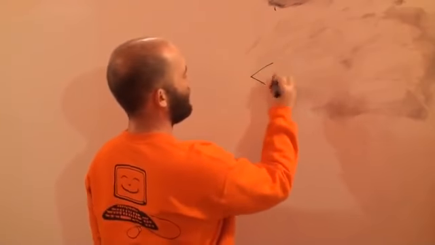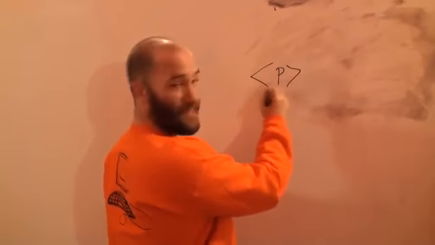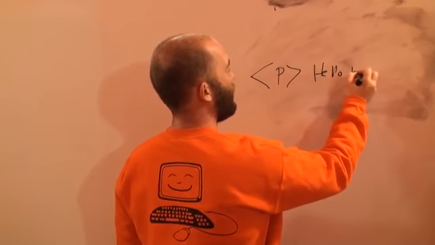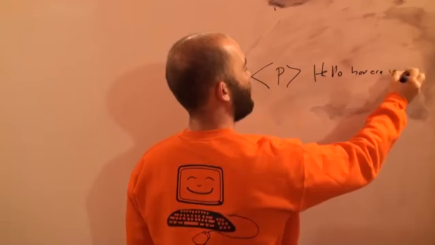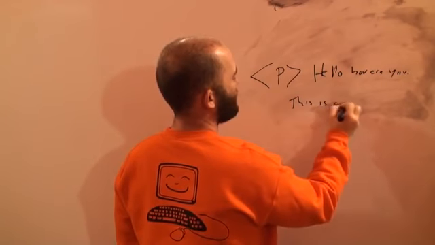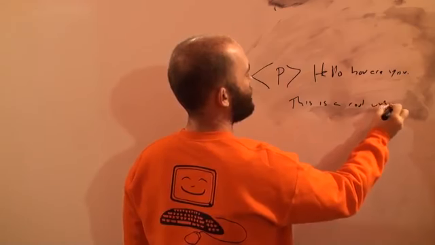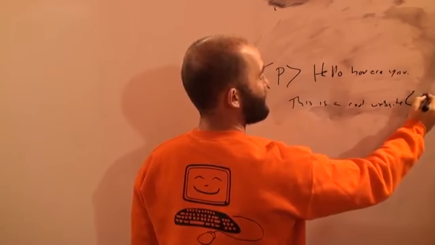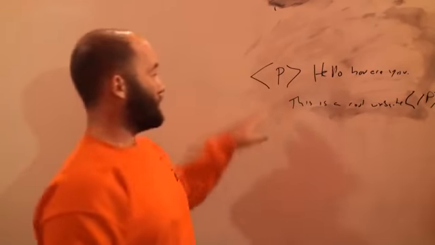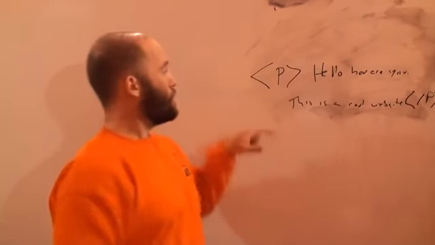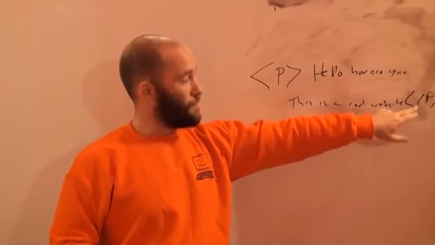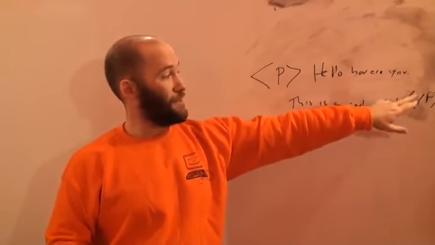If you do arrow P, this opens a normal paragraph of text. So this is normal text. You put in, hello, how are you? This is a cool website. And then when you get done with the paragraph, you close with a \P, and that closes the paragraph. So for normal text, you open with a P, write everything you want in the paragraph, and then close the paragraph by doing \P.